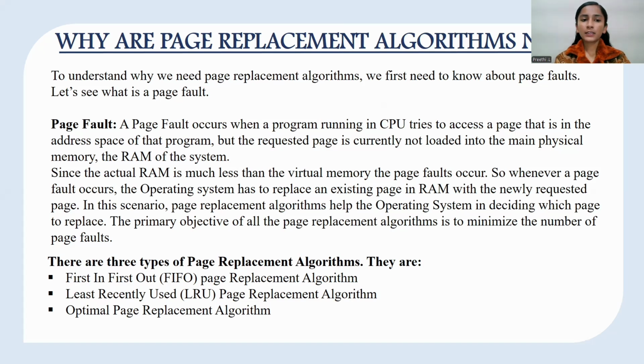So, whenever a page fault occurs, the operating system has to replace an existing page in RAM with a newly requested page. In this scenario, page replacement algorithms help the operating system in deciding which page to replace. The primary objective of all the page replacement algorithms is to minimize the number of page faults. There are three types of page replacement algorithms. They are first in first out, that is the FIFO page replacement algorithm, least recently used, that is the LRU page replacement algorithm, and the optimal page replacement algorithm.